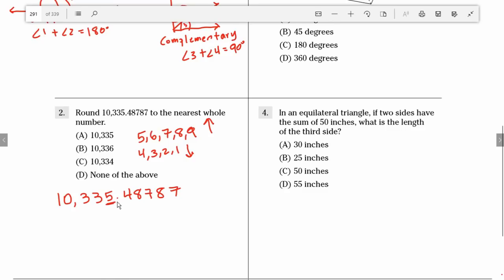In other words, we're being asked to get rid of all these decimals. So we're looking at this 4 to determine how we round. And we say to ourselves, does this 4 cause us to round up to 10,336, or do we just stay at 10,335? Well, as I just said, if it's 4 or below, you round down. So this is just going to be 10,335, which is the nearest whole number. So we're done. And by rounding down, I mean you just stay with this number. You don't round down to 10,334. You just stay with this number. Okay?